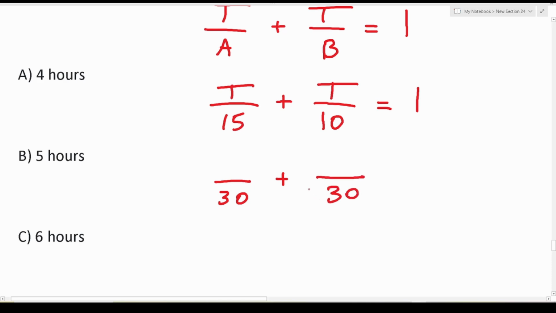Okay? So I know I can rewrite 15 as 30 and 10 as 30 pretty easily. Again, 15 times 2 is 30, but that said, I'm going to have to do it to its numerator to keep proportionality. 2 times t is 2t. Again, to write 10 as 30, I have to multiply it by 3. Again, 10 times 3 is 30. I'm going to have to do the same thing to its numerator, so this becomes 3t equals 1.